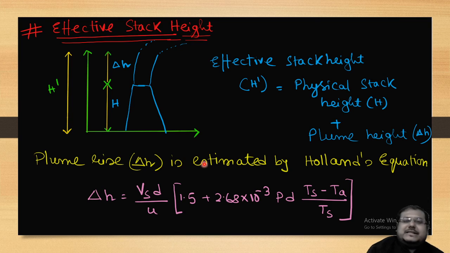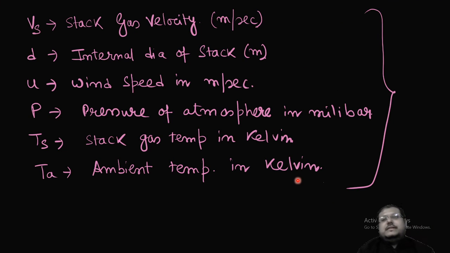And the plume rise is estimated by Holland's equation, delta H equals VS D by U into 1.5 plus 2.68 times 10 to the minus 3 P D into TS minus TA by TS, where VS is the stack gas velocity in meter per second, D is the internal diameter of stack, U is wind speed in meter per second, P is the pressure of atmosphere in millibar, TS is the stack gas temperature in Kelvin, and TA is the ambient temperature in Kelvin.